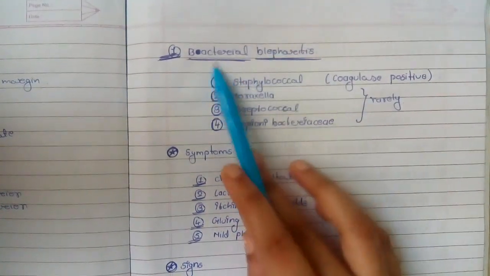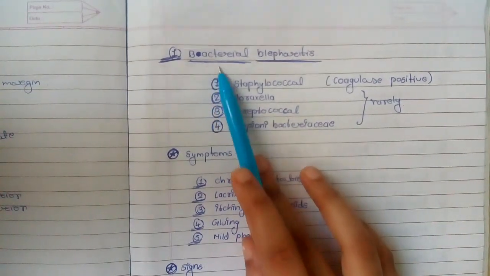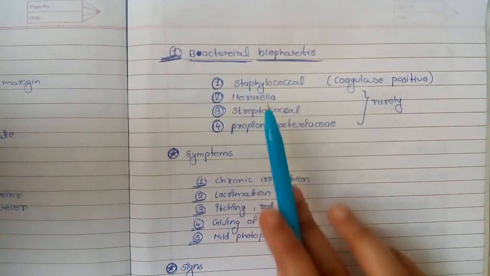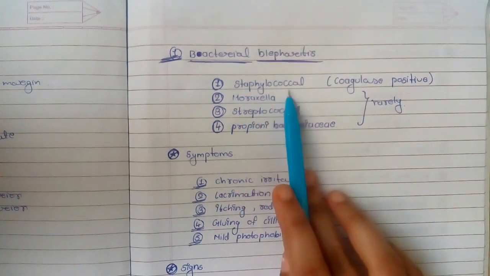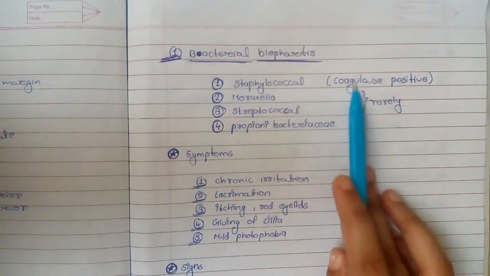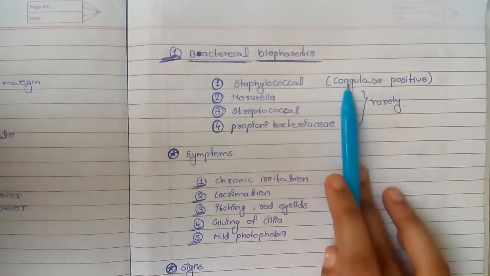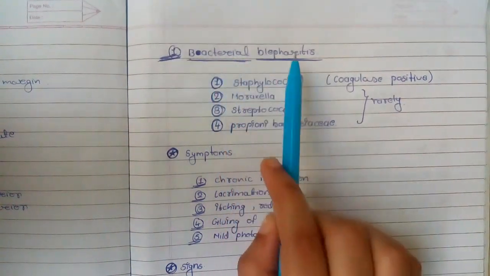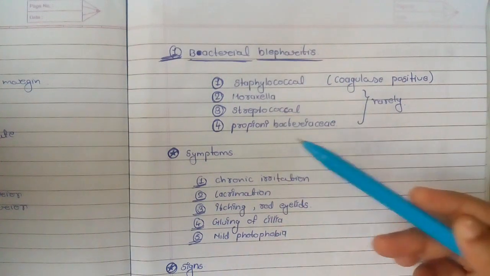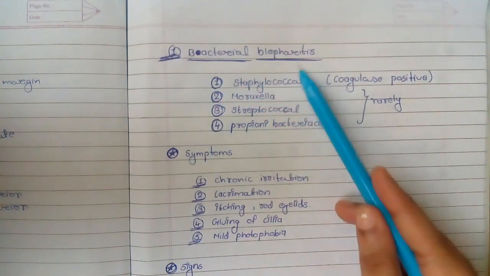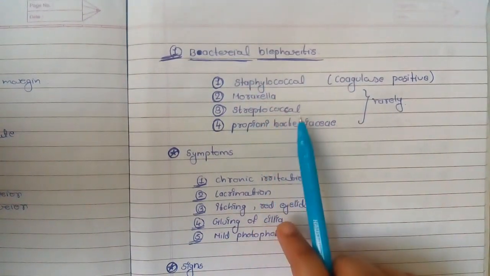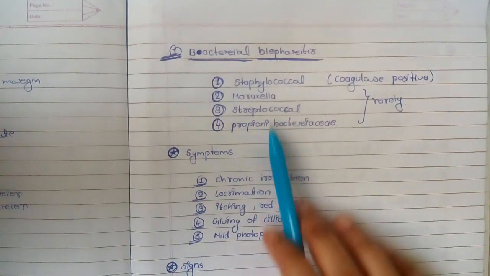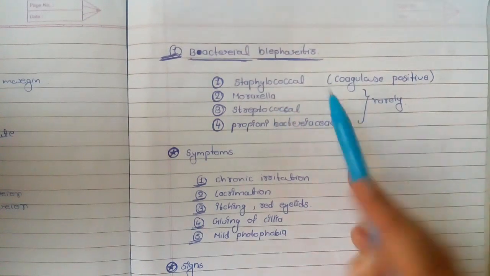Bacterial blepharitis, as the name suggests, is caused by bacteria. So which bacteria cause it? The most common organism causing it is Staphylococcus aureus. Staphylococcus aureus is the common organism which causes bacterial blepharitis. Other organisms which cause bacterial blepharitis are Moraxella, Streptococcus and Propionibacterium. These three cause the disease rarely.